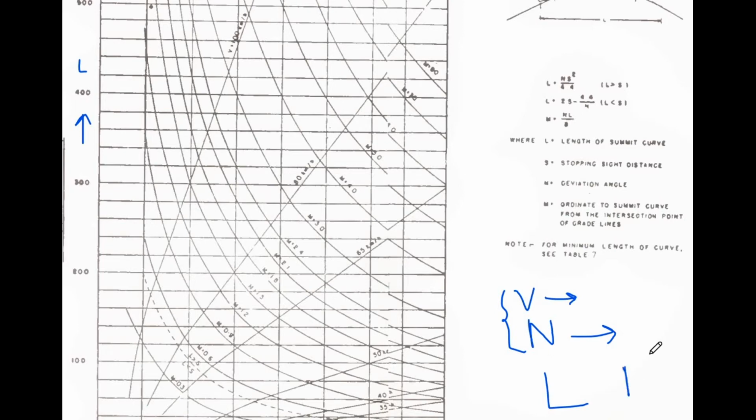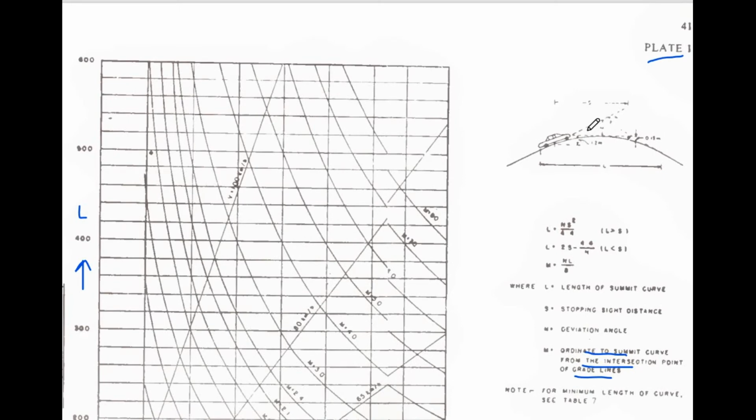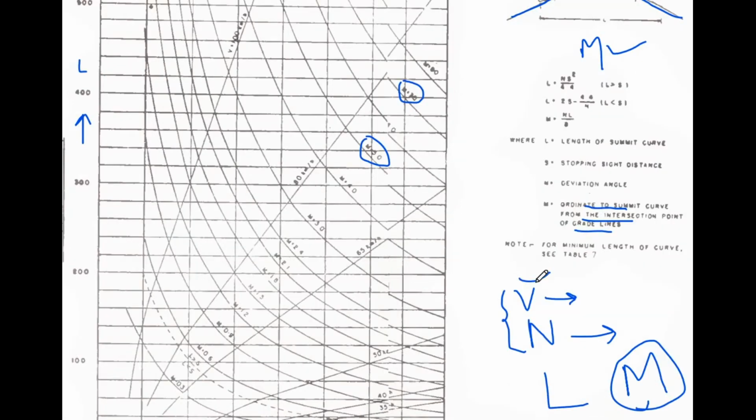And another value we must find is called the ordinate to the summit curve from the intersection point of grade lines. So what is the value of M? Suppose this is the first gradient line and this is the second gradient line. M is this distance, so M is the ordinate. This shows that we have to first know the velocity and the deviation, and with the help of these two values we'll calculate the L and M values. So I hope this plate 1 is very clear to you.